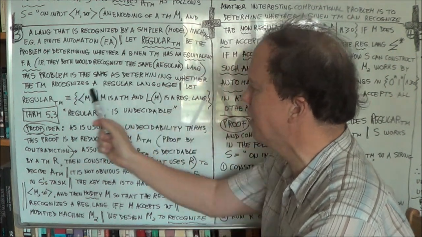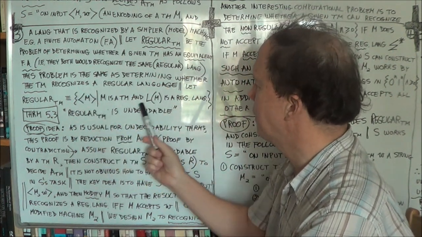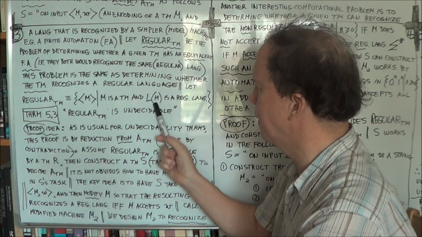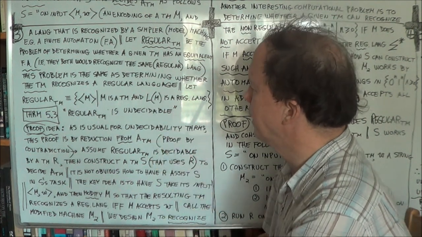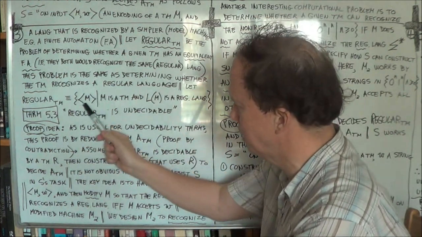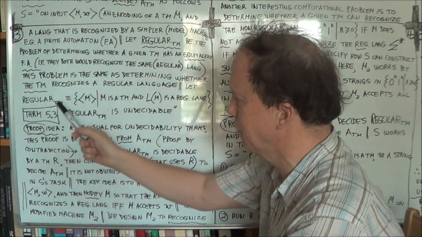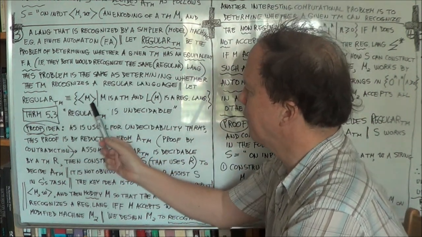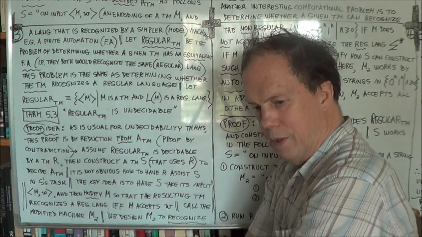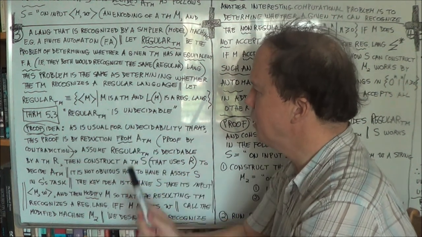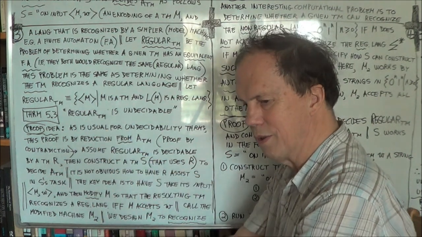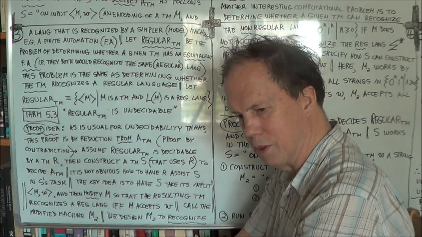Now this is a set, an infinite set. All Turing machines whose language L of M is a regular language. So the condition for being in this set is that the language of this machine is a regular language. Imagine we have a decider for this language, and you're given a random machine M. Does it, yes or no, have an equivalent finite automaton?